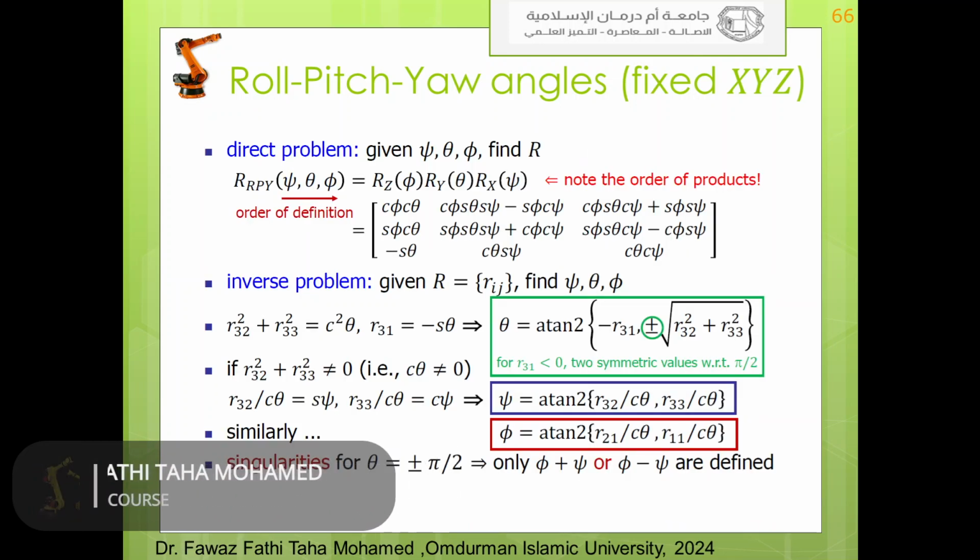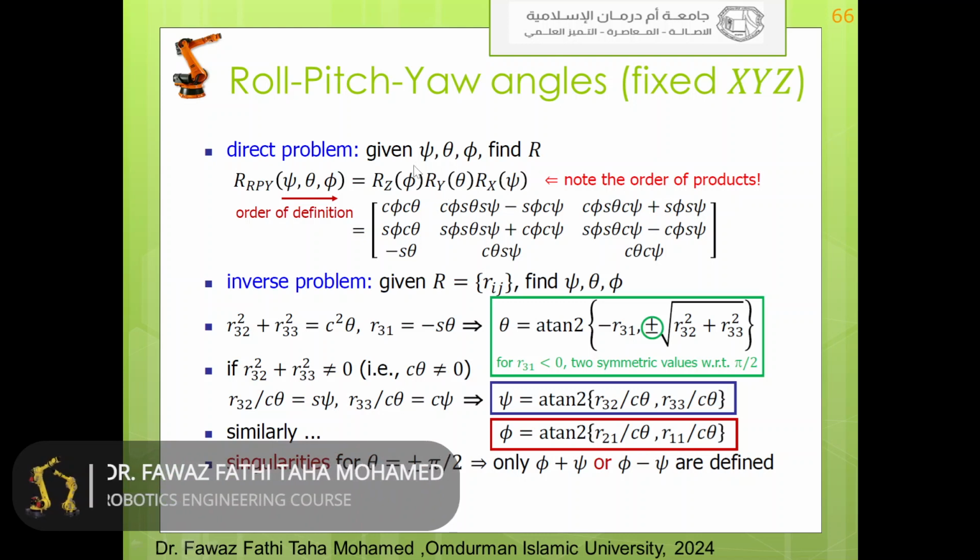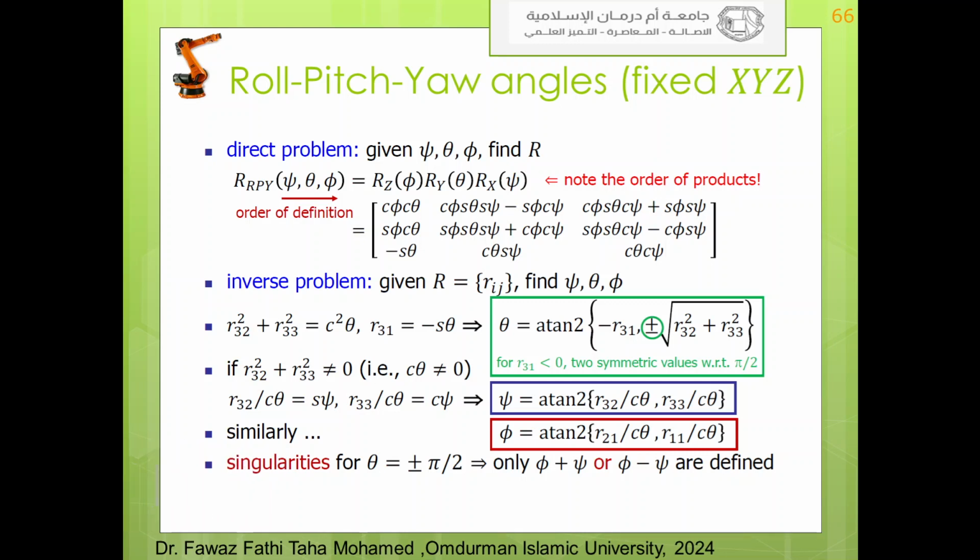Also, in all pitch yaw angles, we have a direct problem and inverse problem. Direct problems means if we are given psi, theta, phi in this order. Here we have a pre-multiplication. We proved this pre-multiplication previously: firstly Rx psi, then pre-multiplied by Ry theta, pre-multiplied by Rz phi.